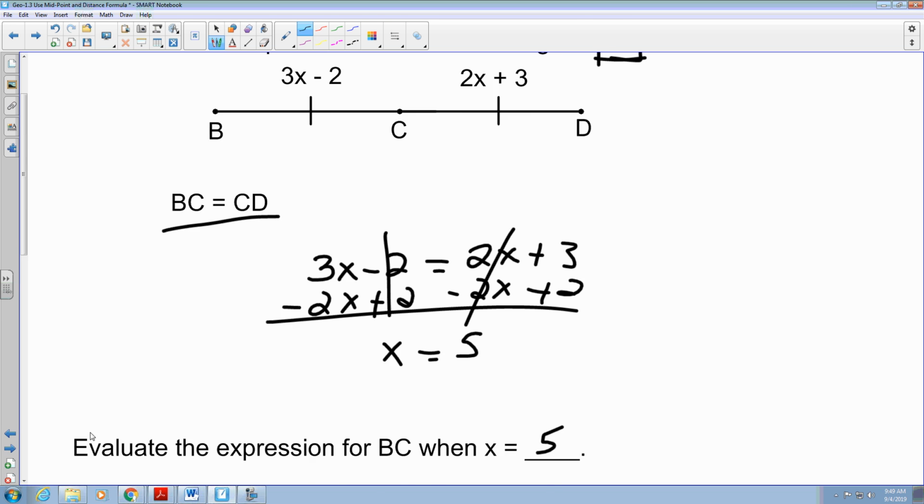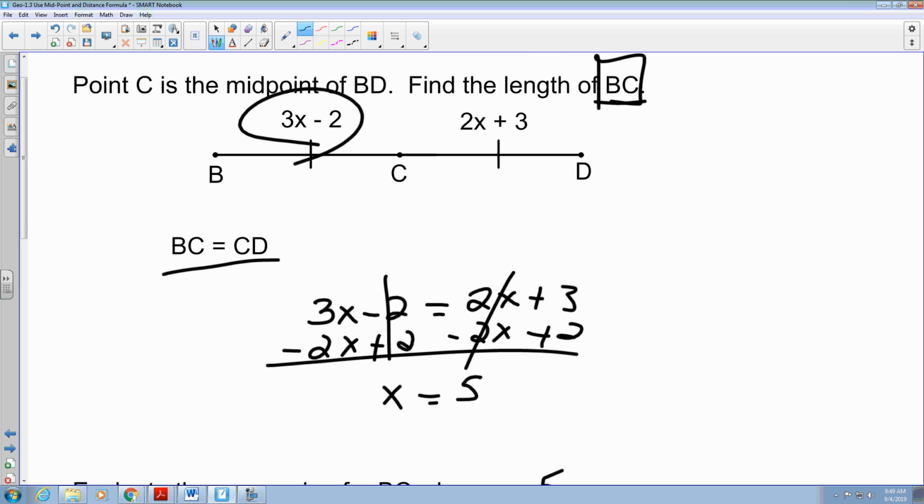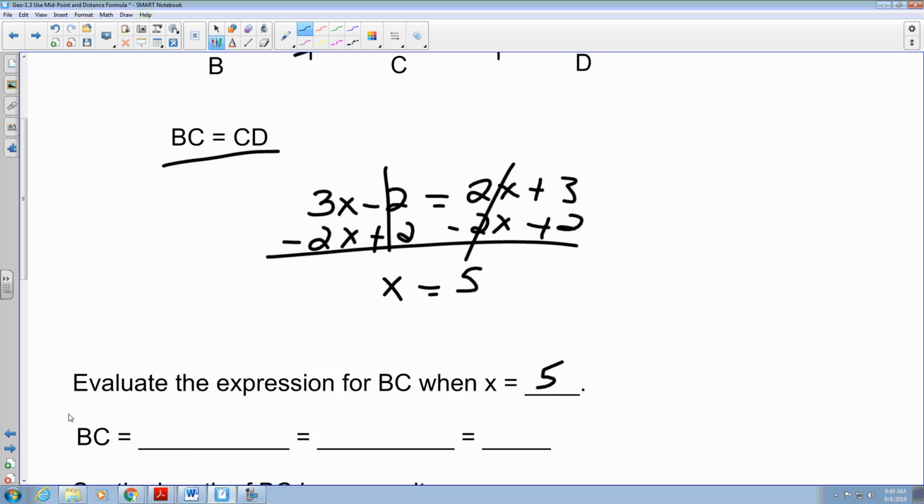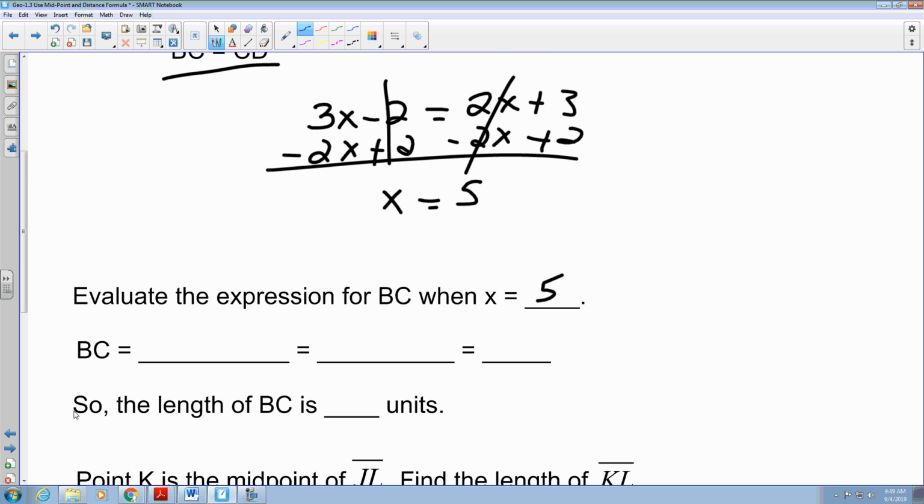So then we go over to BC and say, all right, well, BC is 3X minus 2. Now we know that X is 5. We can substitute that in. So now I can say that this is 3 times 5 minus 2. 3 times 5 minus 2 is what? 15 minus 2, so this is going to be 13. So we know that BC equals 13 units.